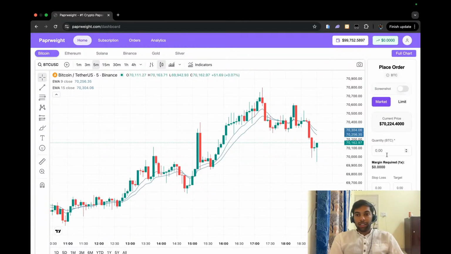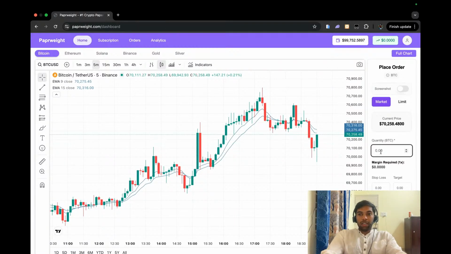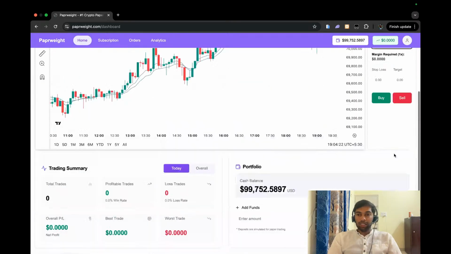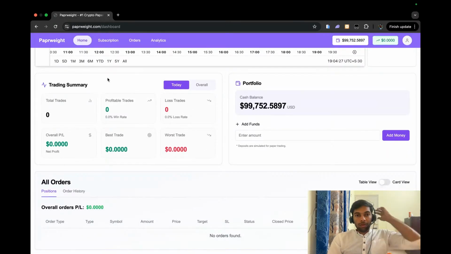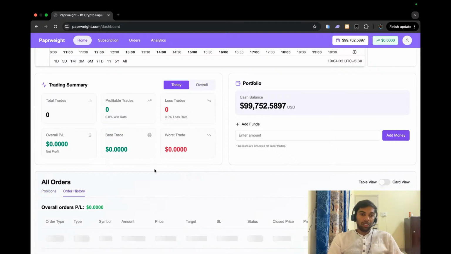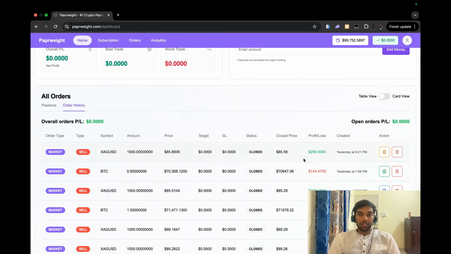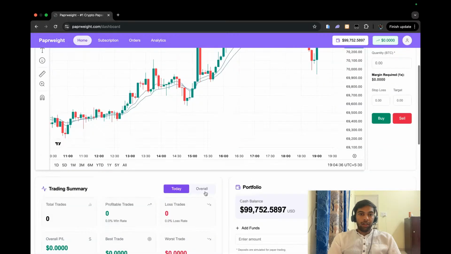I have updated something today. Whenever I take a quantity, the margin required will update instantly, so that I can see how much margin is required. Apart from this, there is nothing else. This buying selling button is there. Today I haven't taken any trade yet, and this is my order history. Yesterday I took a trade, and today no trade at all.